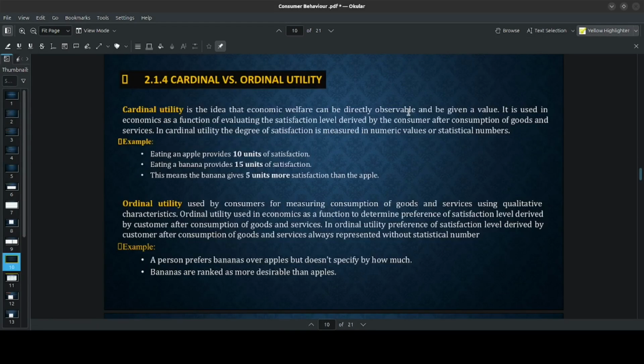Now, cardinal utility versus ordinal utility. Cardinal utility means we can measure satisfaction in numbers. For example, eating an apple provides 10 units of satisfaction. Eating a banana provides 15 units of satisfaction.